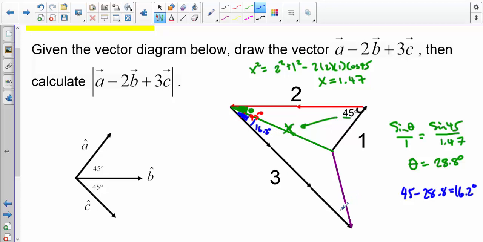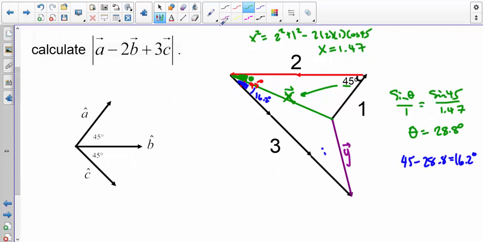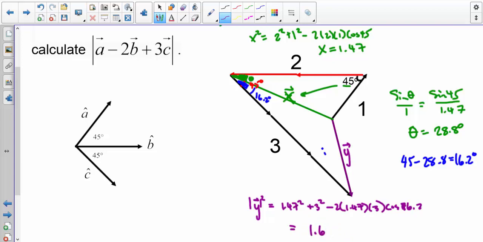So now that we know this blue angle in here is 16.2 degrees, we can use the information that we have now to solve. We have x, which is 1.47, we have 3, and we have the 16.2. So we're going to use cosine law again. I'll label this vector y, and probably label that as vector x. And we can use cosine law to solve for vector y. The magnitude of vector y squared is equal to 1.47 squared plus 3 squared minus 2 times 1.47 times 3 times cos of 16.2. Sorry, that looks like a 7. 16.2. This should all work out to 1.6, if you pump that into a calculator correctly.